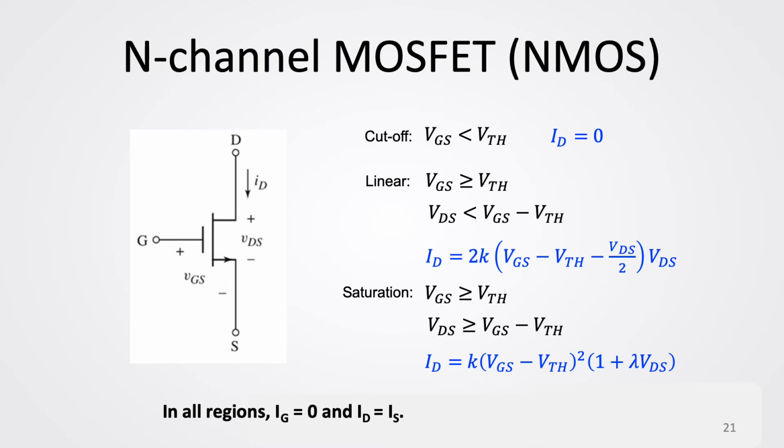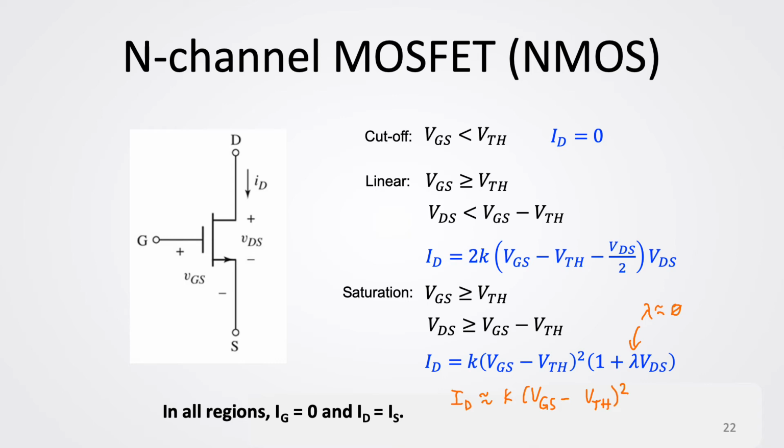But in saturation, typically, especially in discrete NMOS devices, lambda is very close to 0. Lambda here is a coefficient that factors in some non-idealities in the MOSFET. And for EEE 123, we're just going to, at least for now, ignore the effect of VDS on ID when the transistor is in saturation.